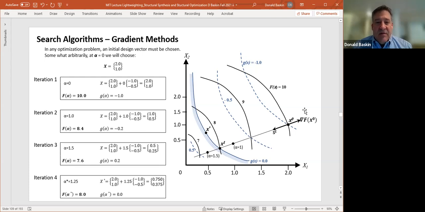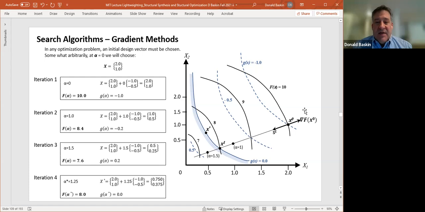At that point, the value of the objective function is 10, and the constraint at that point is equal to -1. So this is okay. Remember the constraint has to be less than or equal to 0. So in this case, you have not violated the constraint. Next thing is we choose, sort of randomly, a step length. Let's choose a step length of alpha equal to 1.